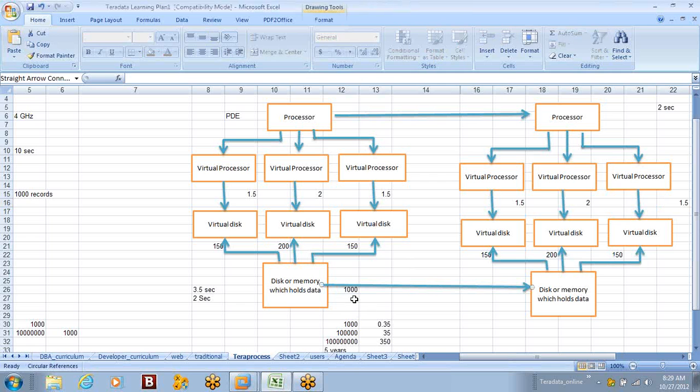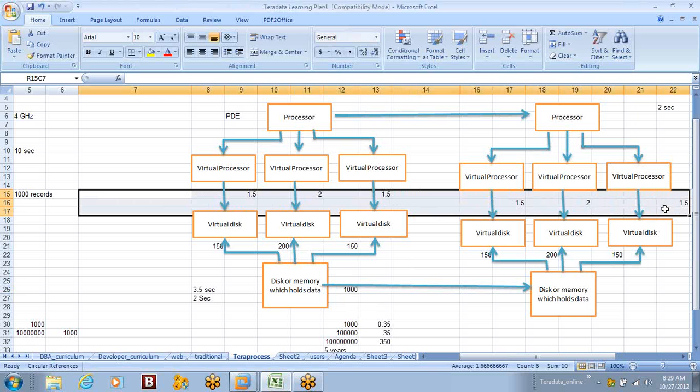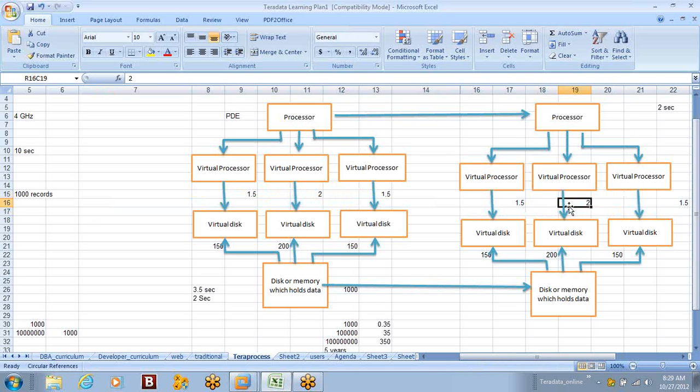So now, for processing 1000 records, what is the time taken by this virtual architecture of the Teradata? It is again 2 seconds. This is the maximum, right? This is the maximum. So it requires 2 seconds to process the 1000 records now. So earlier with 3 virtual disks it was 3.5 seconds, but by upgrading the system I got 2 seconds. So how much performance did I get here? Almost 40%, can I say? 3.5 to 2 seconds, so it is almost 40% improvement.